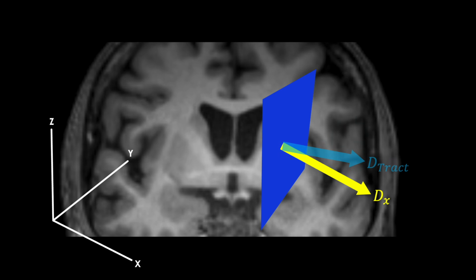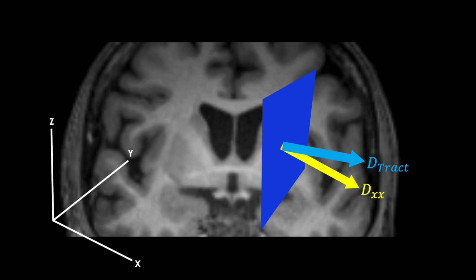In order to describe this vector representing water movement through this surface, we need to break it down into its individual components with respect to the surface. So this tract with a component along the x-axis and perpendicular to the surface we'll call dxx, meaning in the direction of x along the x surface.